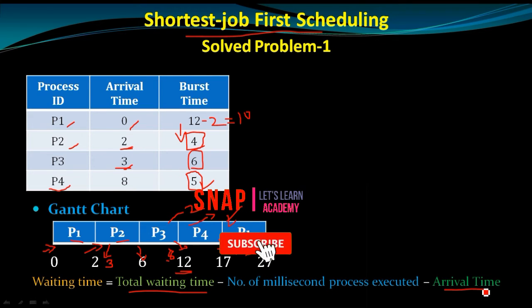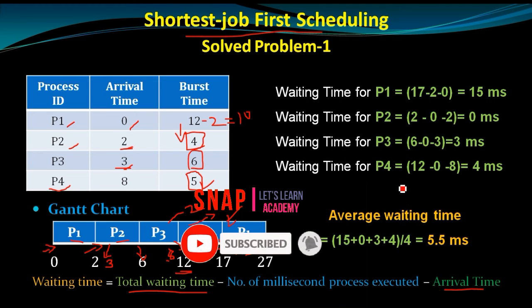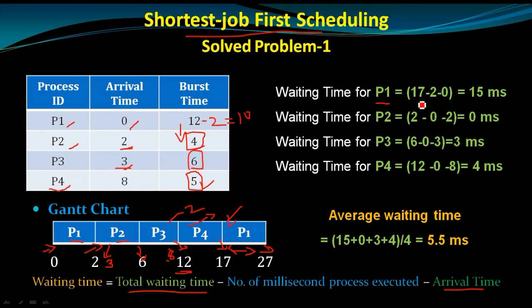Okay, let's calculate it. There is a P1 process, right? Its total waiting time is 17 millisecond. Why? P1 is executing for 2 millisecond here and the re-entry takes place at the 17th millisecond. So hence the total waiting time is 17 millisecond. Here it is not waiting, so zero waiting time, but till the 17th millisecond it is waiting because another 10 millisecond CPU burst time is pending.